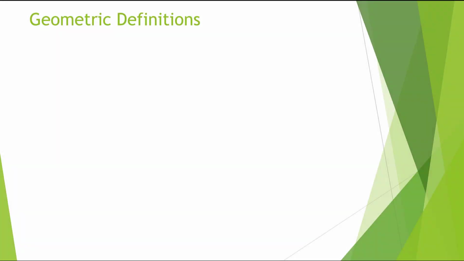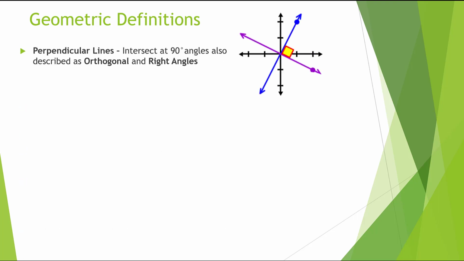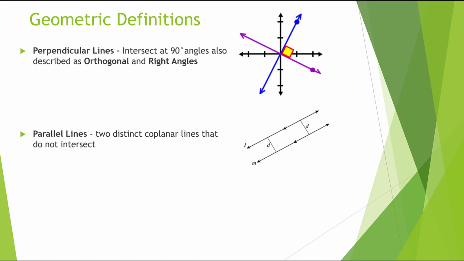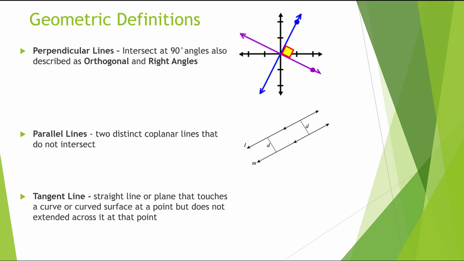It's very important that you are familiar with geometry, so here are some more definitions. Perpendicular lines are 90 degrees to each other and described as orthogonal. You will become very familiar with that term in AutoCAD. You have a drafting tool referred to as ortho. Parallel lines never intersect and they're on the same plane. Tangent lines touch only one point on a curve.